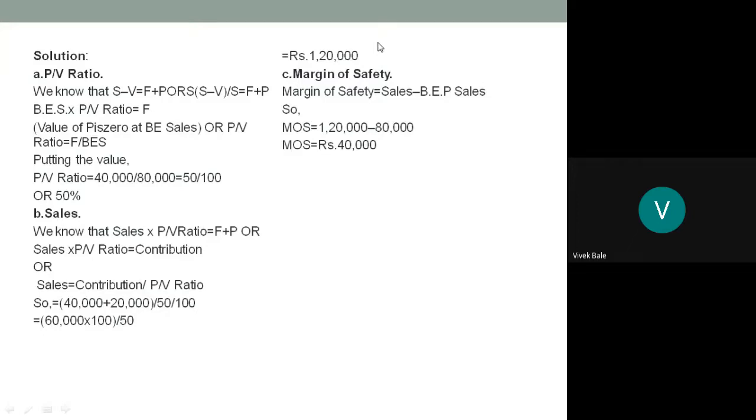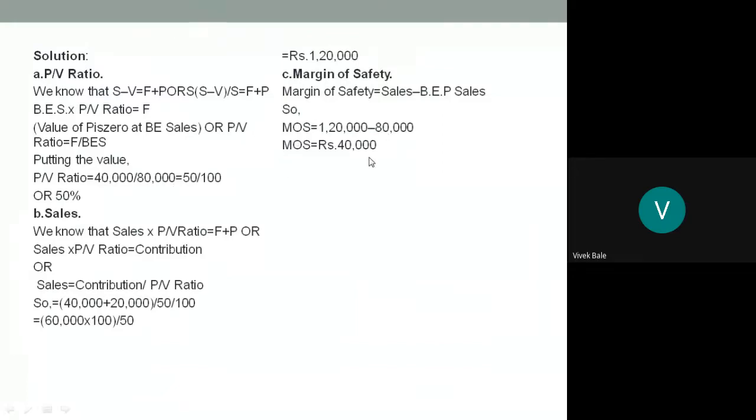And now the last question was, how much is our margin of safety? Margin of safety is the point which is beyond the break-even point. So margin of safety is equal to actual sales minus break-even point sales. Here the actual sales, which we calculated earlier in part B, is 1,20,000, minus break-even point sales, which was given in the question as 80,000 rupees. Therefore, our margin of safety is 40,000.